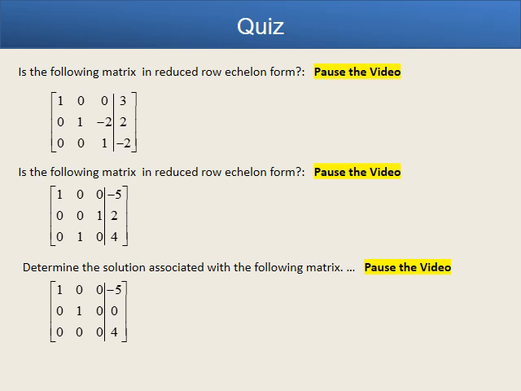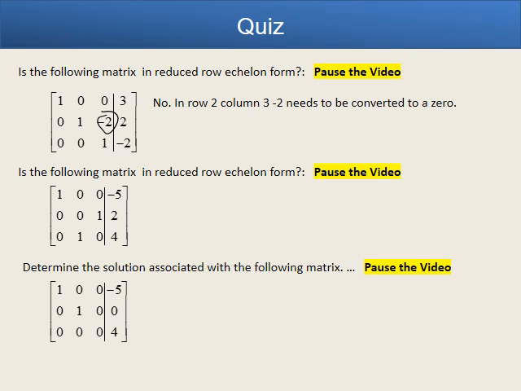Time for a quiz. Is the following matrix in reduced row echelon form? Pause the video. No. In row 2, column 3, the -2 here needs to be converted to a 0.